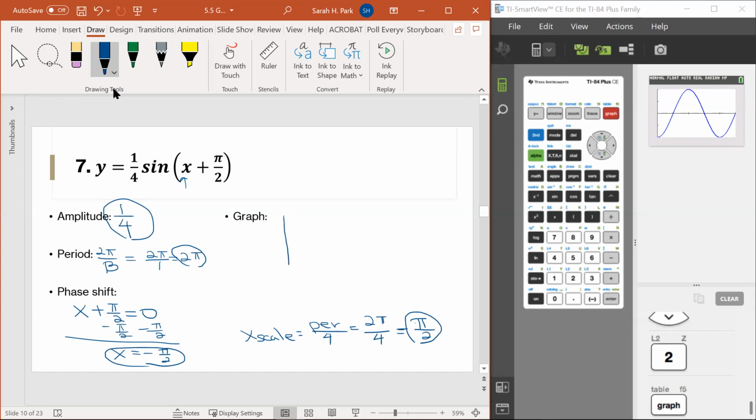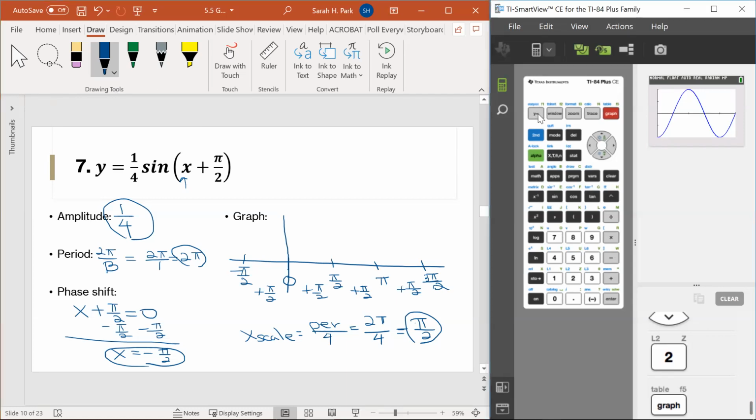So in this case, our phase shift is negative pi over 2. And we add another pi over 2. We end at 0. Add another pi over 2. We get pi over 2. Add another pi over 2 to get the next tick mark. We get pi. And then another one. Add another pi over 2, because that's our scale. What we're doing, we're adding our x scale each time. Here's pi, plus another pi over 2 gives us 3 pi over 2. And if you're not sure with fractions, you can make your calculator do the work.